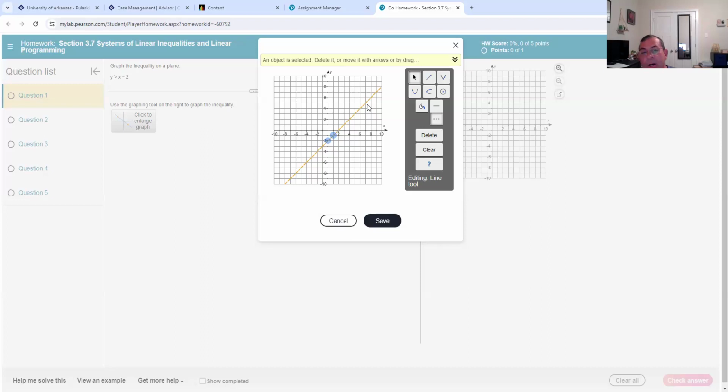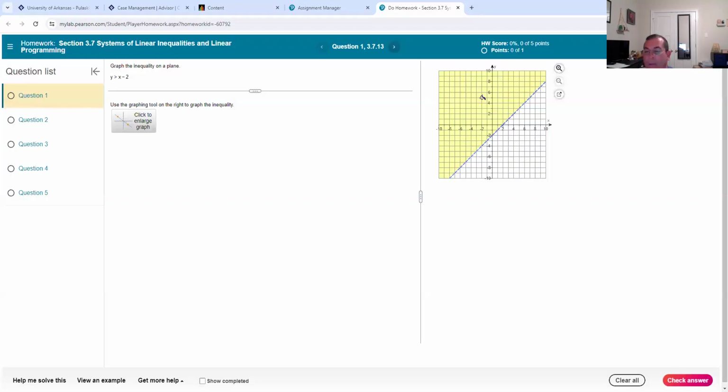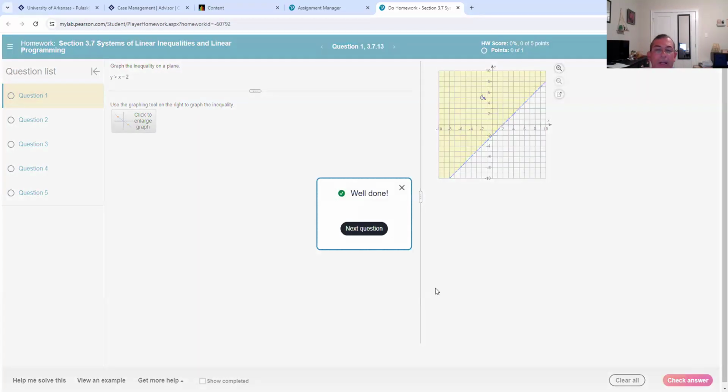Now I need to shade above it. So to shade above it, you got this paint can over here. You click the paint can, go above the graph, and click it. It makes it yellow. And y'all, that looks like what we had on our paper. So you would save that and then check your answer.